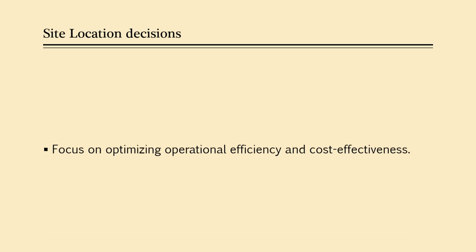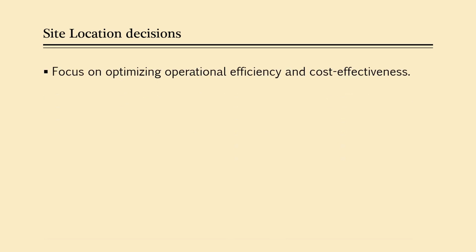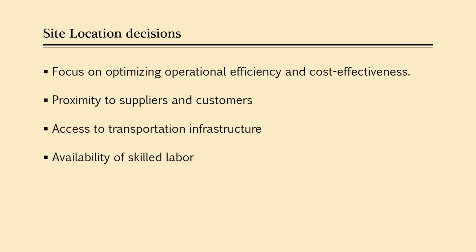At the operational level, factory managers or plant managers are responsible for making site location decisions. These are facility level location decisions, which are more tactical and focus on optimizing operational efficiency and cost effectiveness. Here they are considering factors such as proximity to suppliers and customers, access to transportation infrastructure, availability of skilled labor, cost considerations, and regulatory environments.